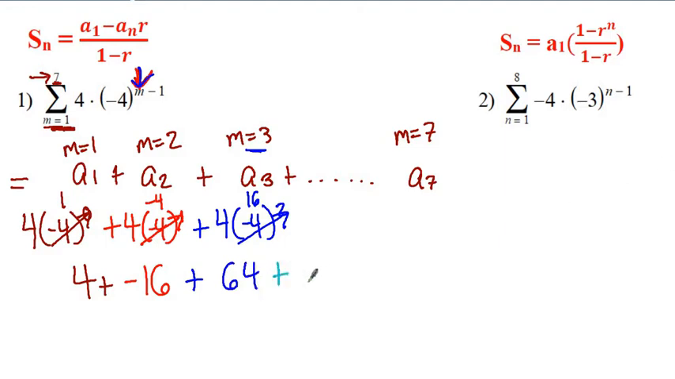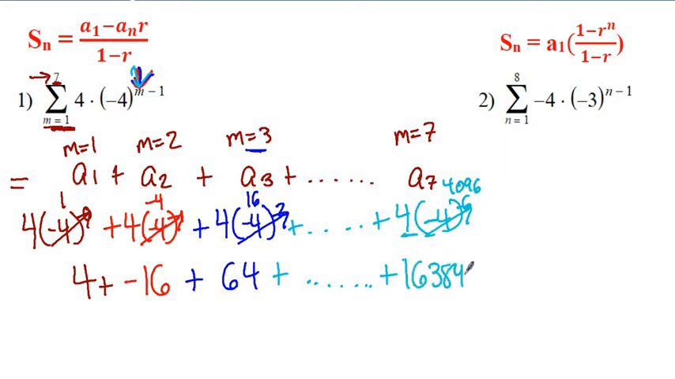We don't need to do every single one. We can just come out to the last one, and now we're going to plug in 7 right here. So I have a plus and then a whole bunch of terms in between, and then we'll get the last term. Again, if we plug in 7 for m, 7 minus 1 is 6. Negative 4 to the 6th is a big number. That's 4,096. And then times that 4 would be 16,384. So this right here, this is actually our series.